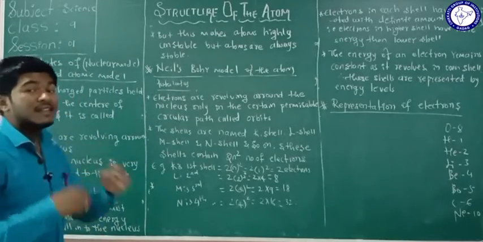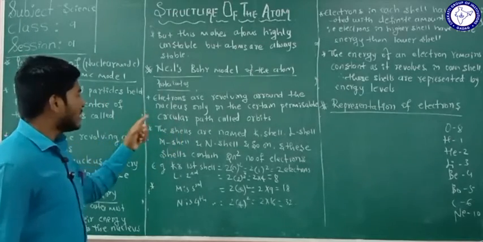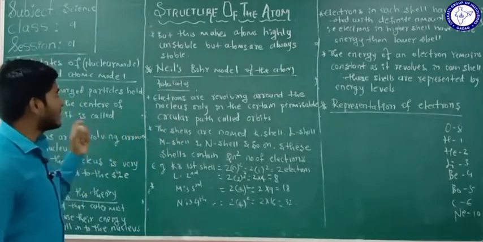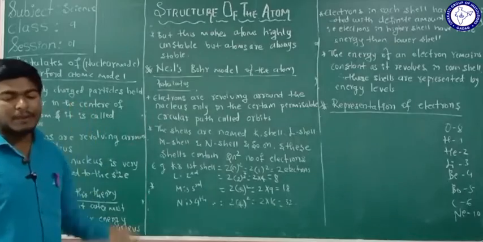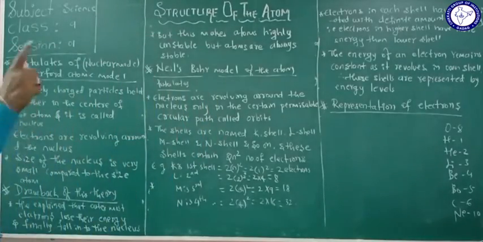So he explained the structure of the atom: electrons are revolving around the nucleus only in certain permissible circular paths called orbits. So what Rutherford says is that the electrons are revolving around the nucleus.